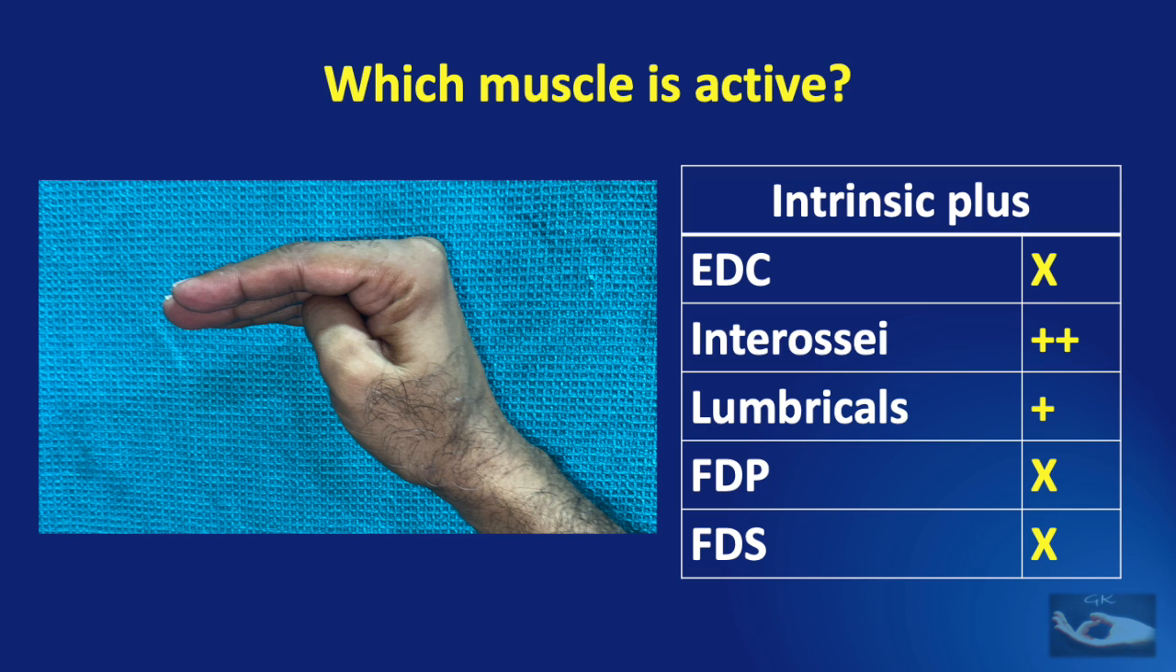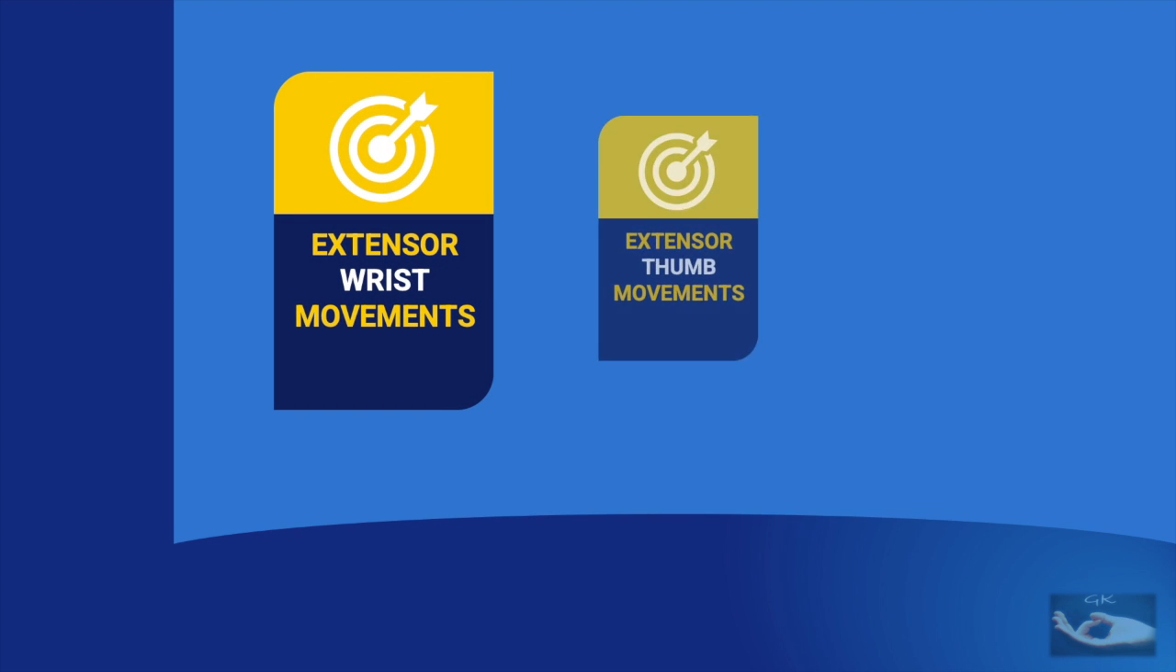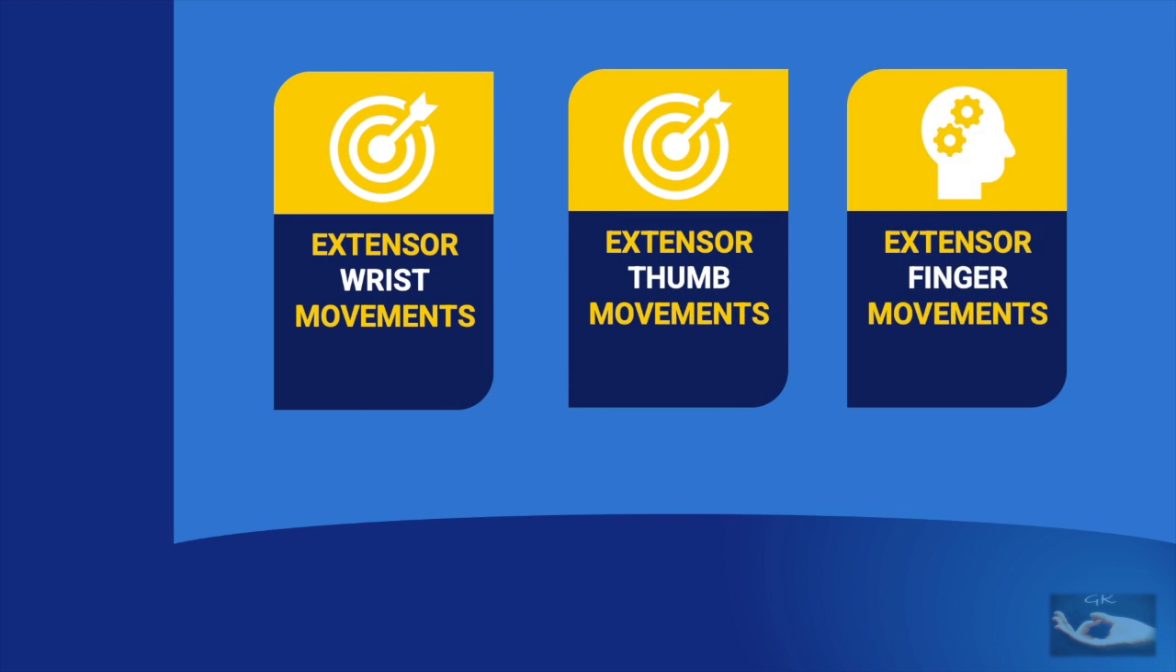And in this position, sometimes called the intrinsic plus position, obviously the EDC is not acting, the interossei are acting, lumbricals are also acting to extend the IP joints, FDS and FDP are not acting because the IP joints are straight. So what happens in this hook grip as it's called? The EDC is acting, the interossei and lumbricals are not acting, but the FDP and FDS are acting. So now we have seen the basics of extensor wrist movements, extensor thumb movements and extensor finger movements.